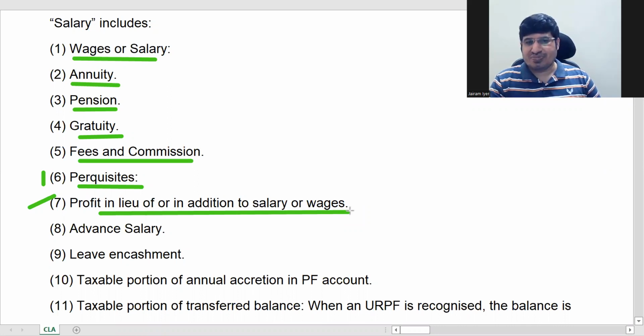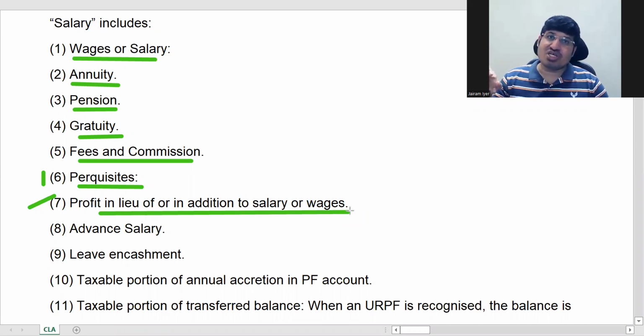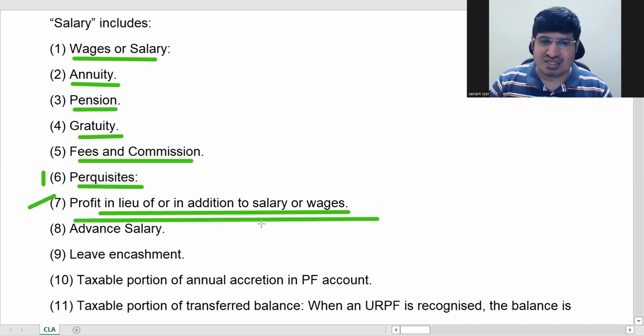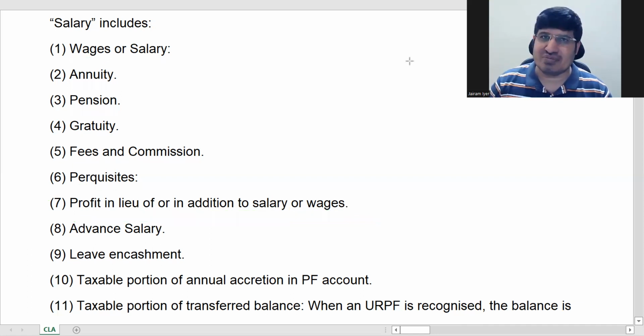Like in PF and all, certain things are exempted up to a certain level. For example, for RPF, up to 12% of salary is exempted. If the PF contribution is more than that, that part is defined as profits in lieu of salary. So all such things are just called profits in lieu of salary, and together it has been told that profit in lieu of salary is taxable as salary. That's all. There's no specific treatment for profits in lieu of salary. It is just an additional name given to some left out items.